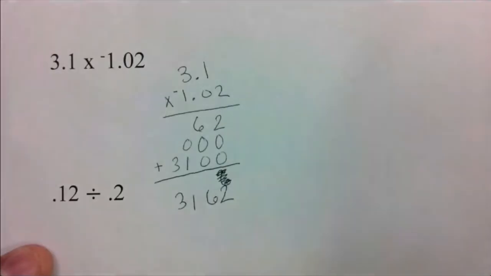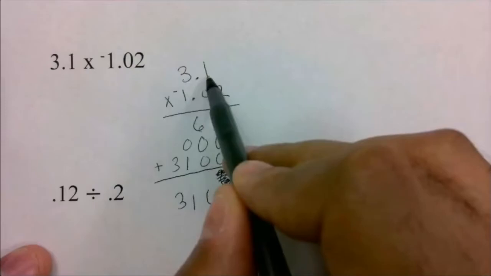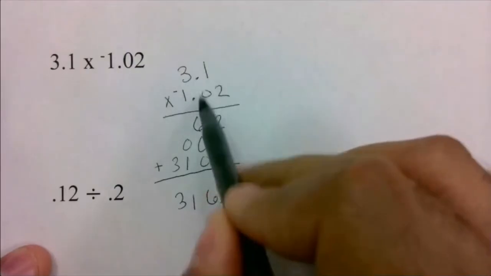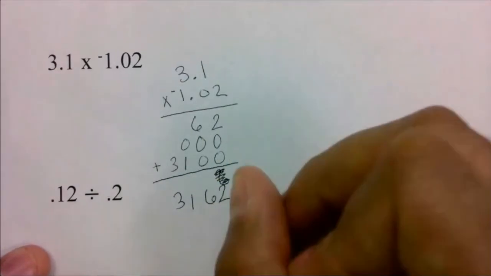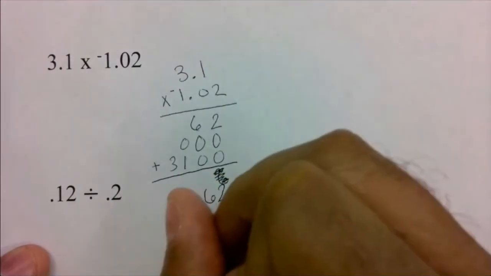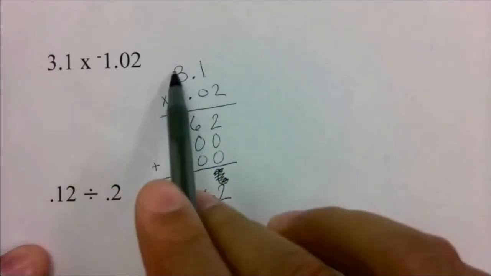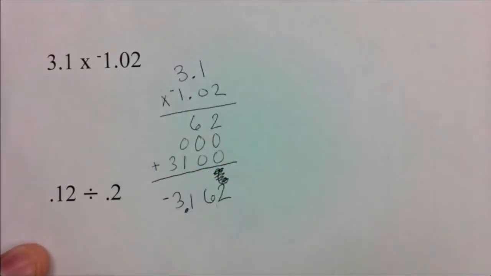So now we need to count to see how many numbers were behind our decimal points when we started out. So in this case, we had 1 number, 2, and 3. So we have 3 total numbers behind a decimal point. So that's how many times we're going to move our decimal. Starting from the right. 1, 2, 3. We have 3 times. And we have a positive times a negative number. So my answer is going to be a negative 3.162.